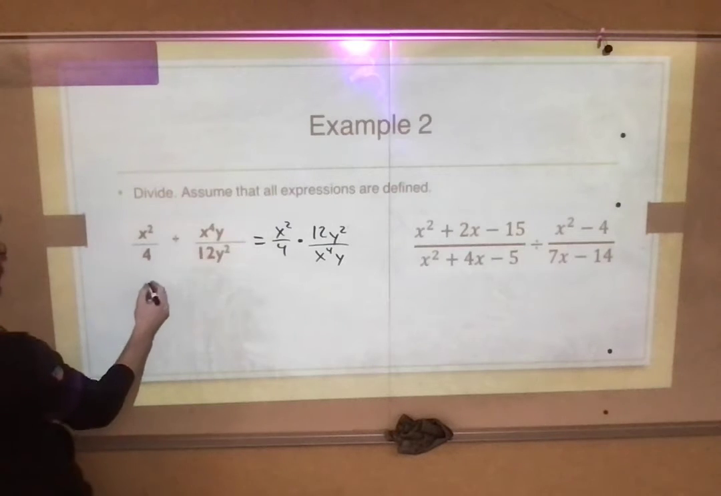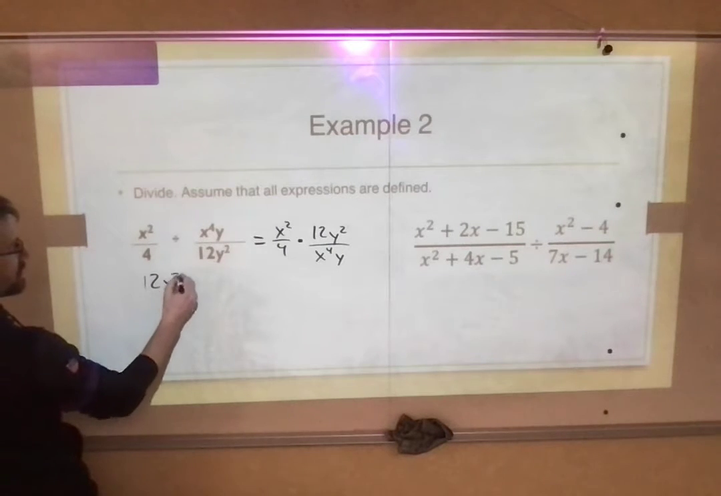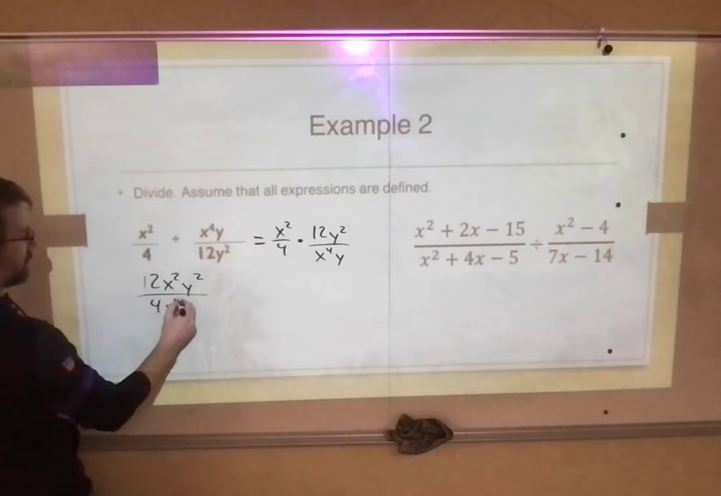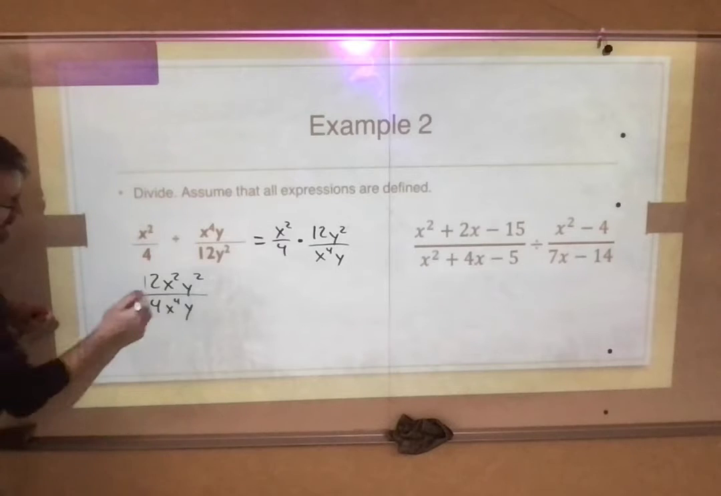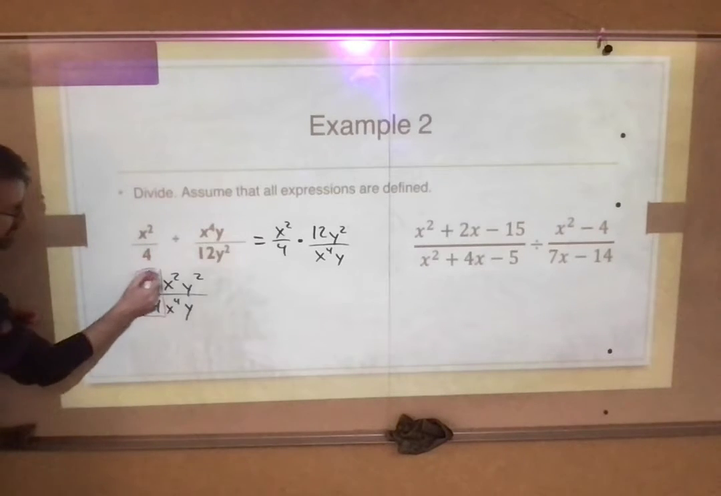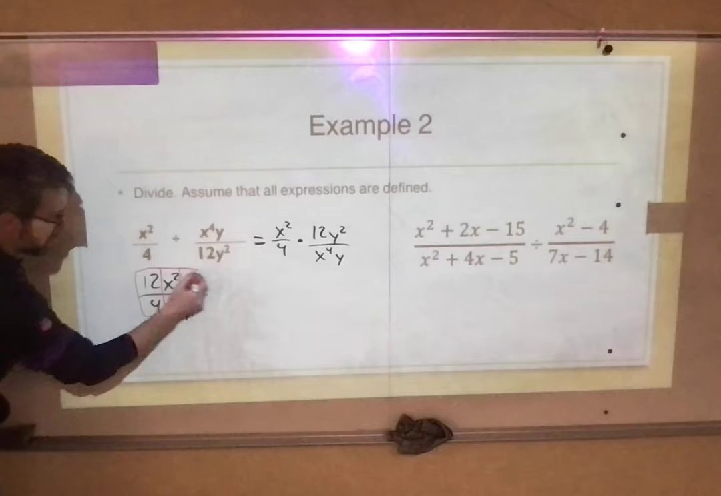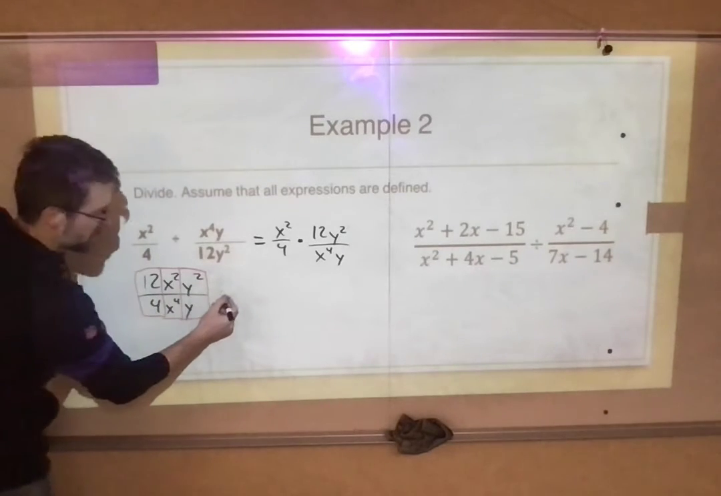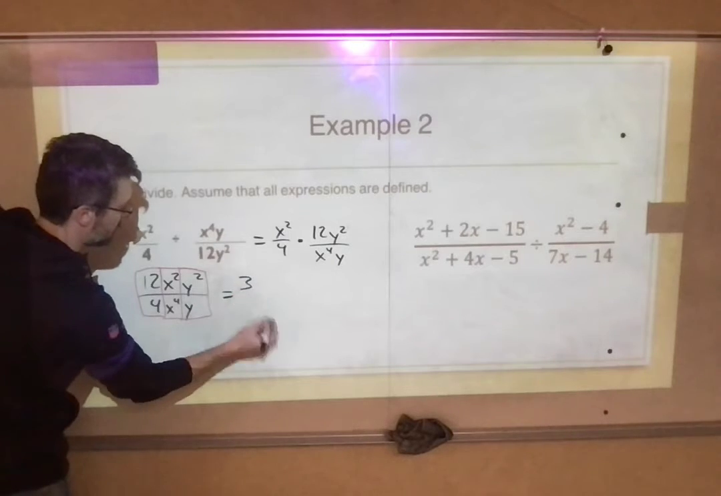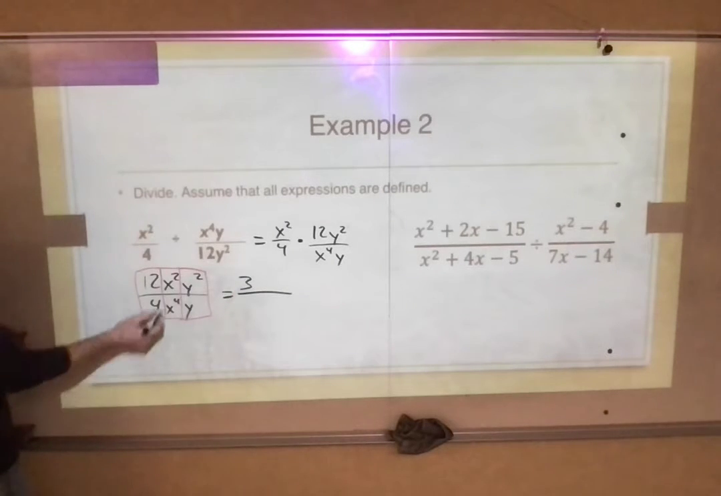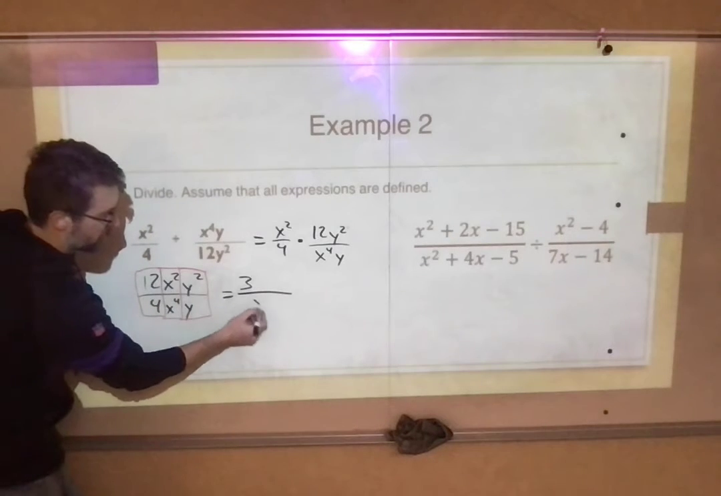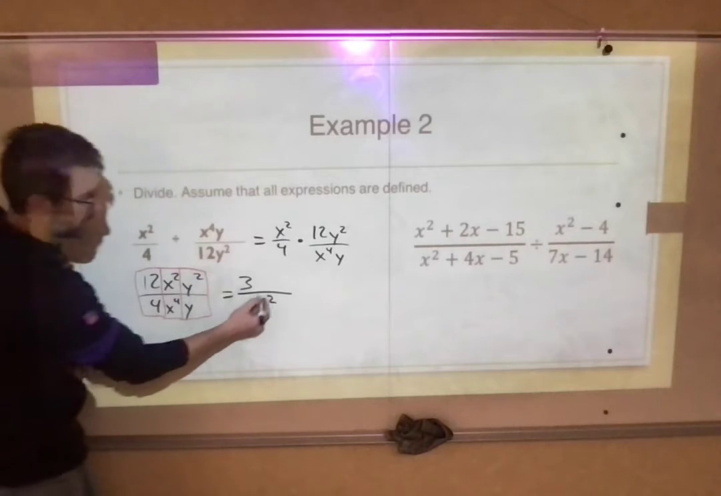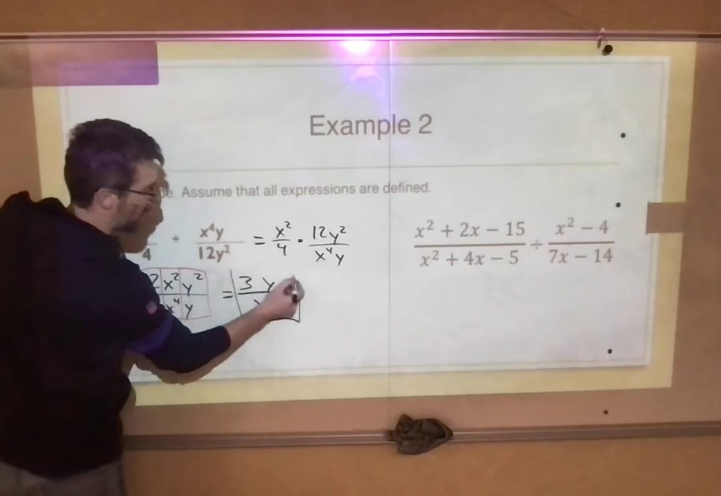So the top is going to be 12x squared y squared. And the denominator is going to be 4x to the 4th y. And then just like last time, once I get it to this point, I want to think about reducing each part separately. 12 over 4, 12 is divisible by 4. 12 divided by 4 is 3. X squared over x to the 4th, the 2 on top cancels 2 from the bottom. And then y squared over y, this y cancels 1 from the top, so it's 3y over x squared.